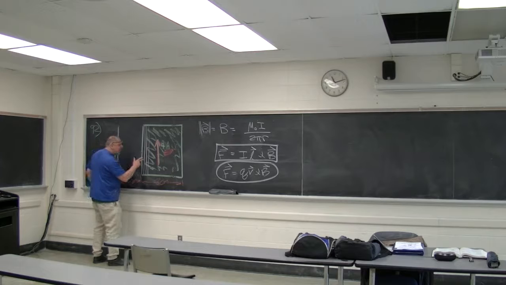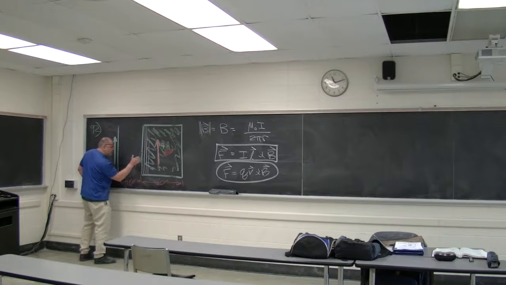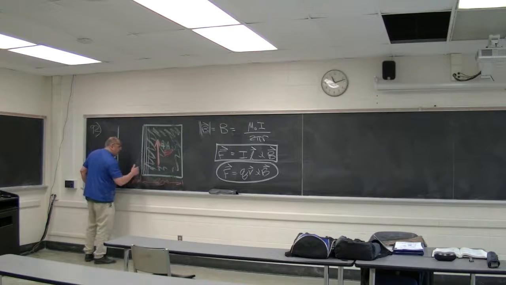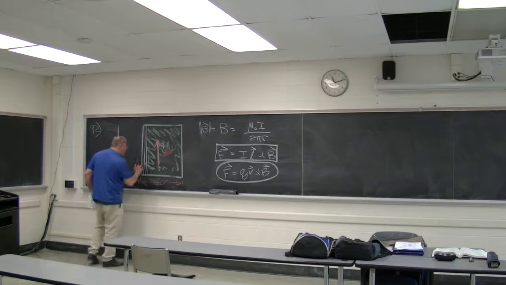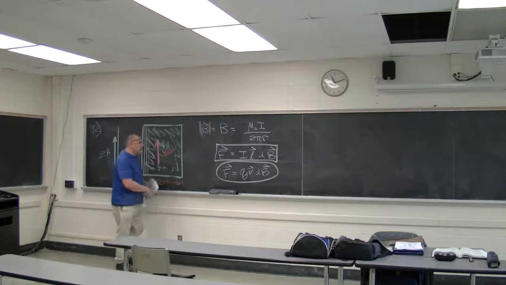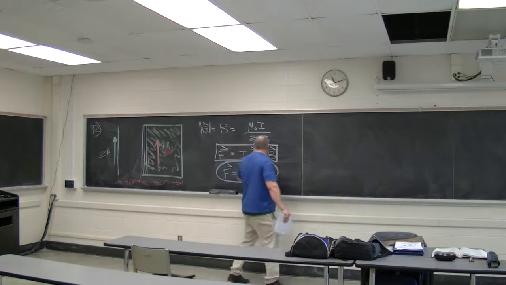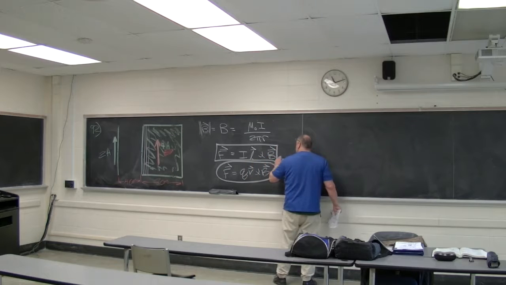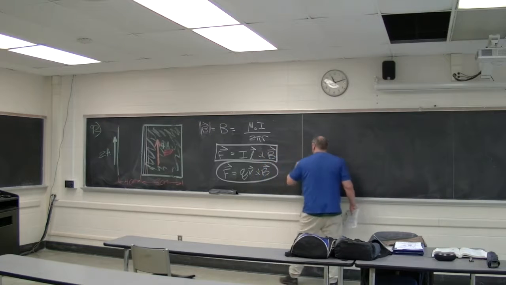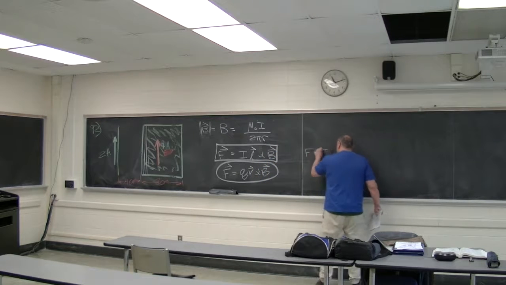Oh yeah, it happens to be a 90-degree angle. The B field is perpendicular to the current, to IL. Let's say IL for now. Later on we're going to say IDL. But for the IL that's present, the IL and the B are perpendicular to each other. That means it's ILB sine theta. Theta is 90 degrees. ILB sine 90 degrees is just ILB. F is equal to ILB.